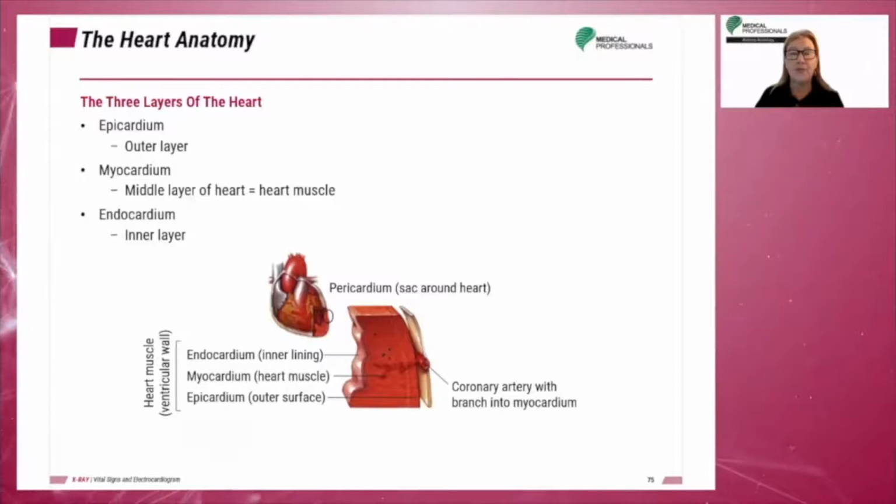The heart has 3 layers. The epicardium is the outermost layer. The myocardium is the middle muscular layer, and the inner layer is the endocardium. The coronary artery and its branches supply nutrients to the heart and its muscles.